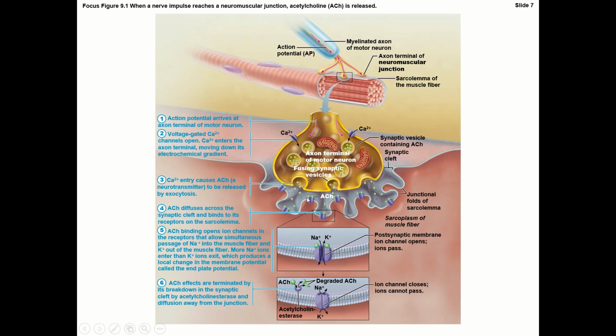So acetylcholine esterase degrades acetylcholine, and then we close this door. So now no more sodium can come rushing inside. And so if we want the muscle cell to continue to send electrical signals, we actually have to pump the sodium back out, and then we'll pump potassium back in.